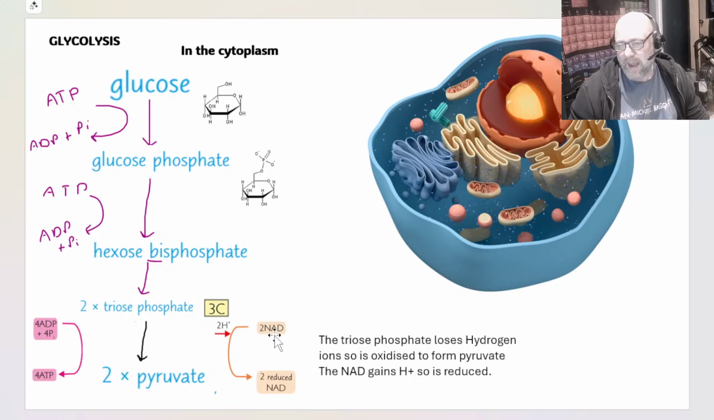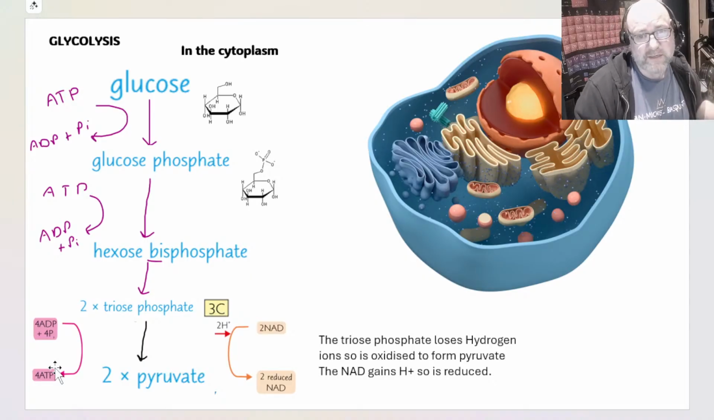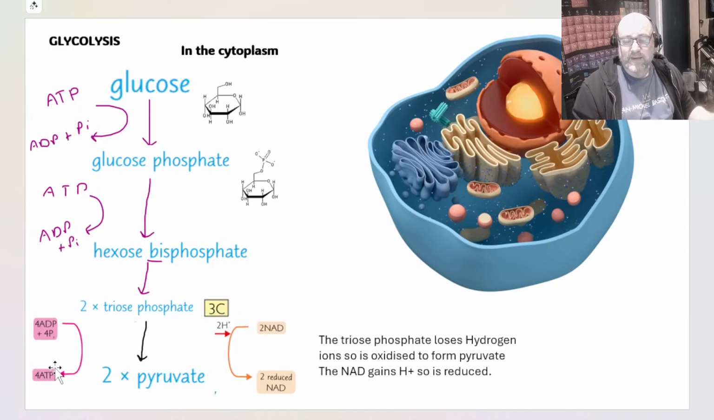How could we get NAD back? We've turned it into reduced NAD in order to do this process here. It plays a role by accepting electrons, in the formation of pyruvate and the formation of ATP. So we need to somehow recycle the reduced NAD to make more NAD. Otherwise our cell's going to die because it won't be able to continue glycolysis.